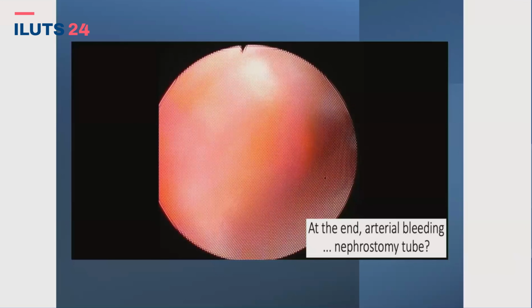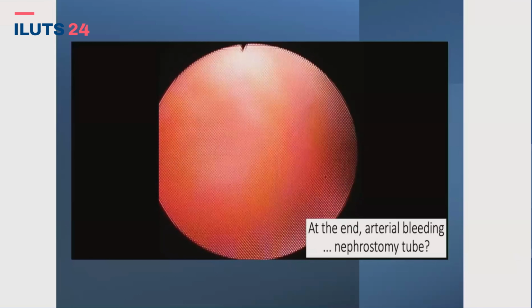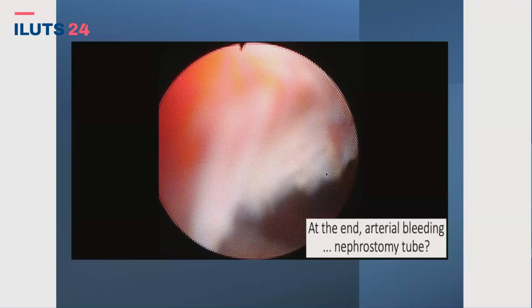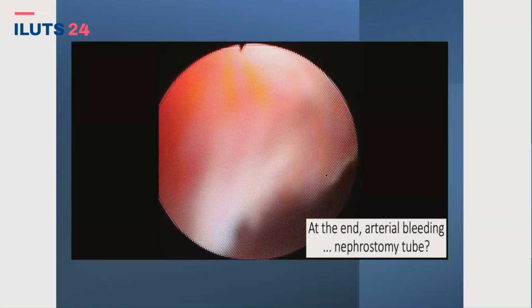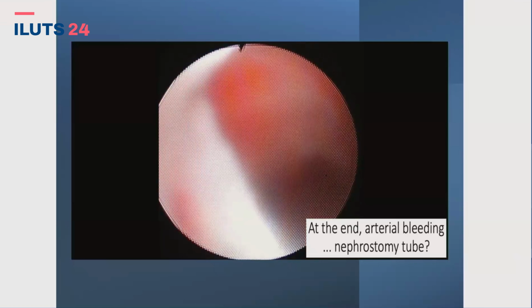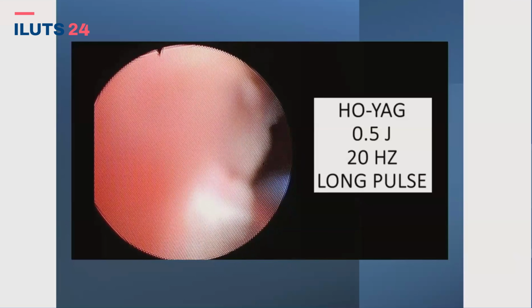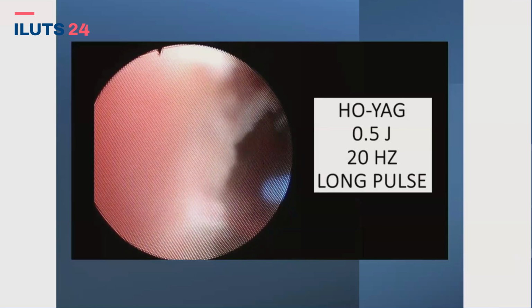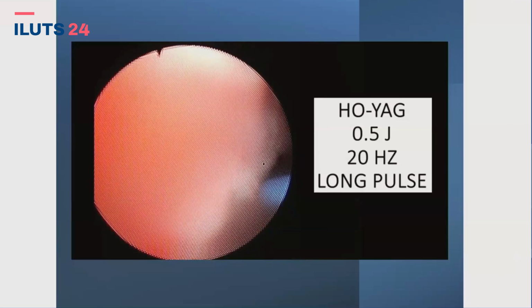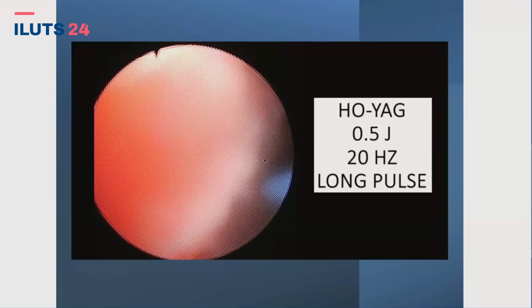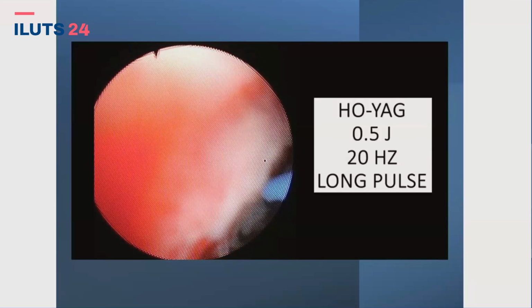So we decide to go for laser. And as many of the colleagues have already mentioned, it's easy to do that maneuver with the laser beam, just adapting the laser settings like if you were in a prostate. I mean, it's just an arterial bleeding, and then we use long pulse, just 0.5 joules, 20 hertz, and then just firing close to the jet, you can stop that kind of bleeding if you see it.